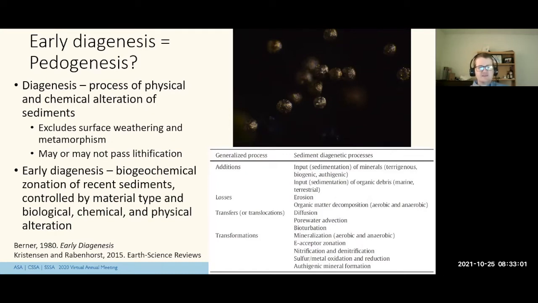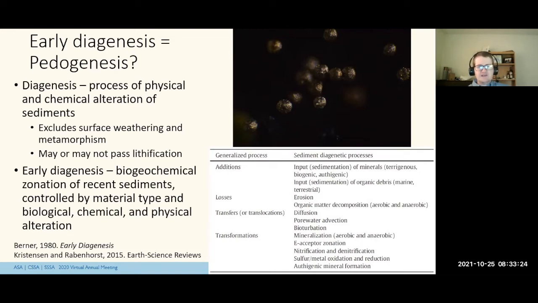And so that is exactly, I would say, the same thing as pedogenesis. You're just looking at the alterations in the upper part of relatively recently deposited materials. That's pedogenesis. It's also early diagenesis, and it's a subset of diagenesis as the larger concept.